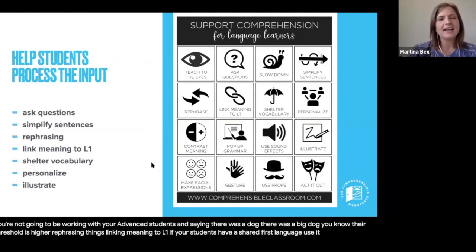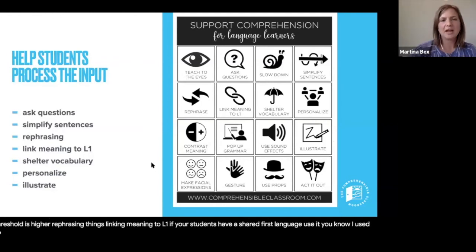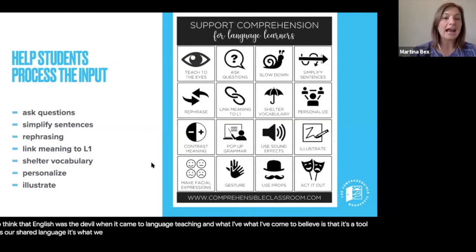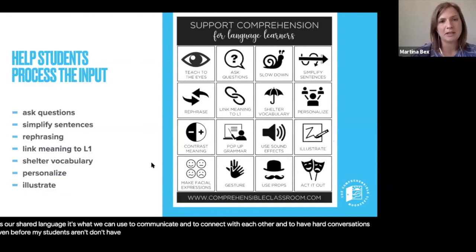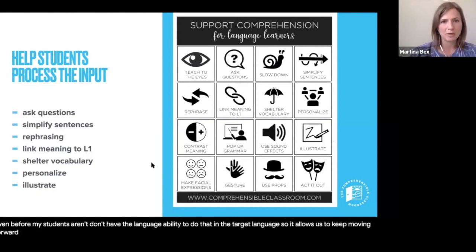You know, I used to think that English was the devil when it came to language teaching. And what I've come to believe is that it's a tool. It's our shared language. It's what we can use to communicate and to connect with each other, and to have hard conversations even before my students have the language ability to do that in the target language. So it allows us to keep moving forward on their language journeys, even though it's not in the target language.